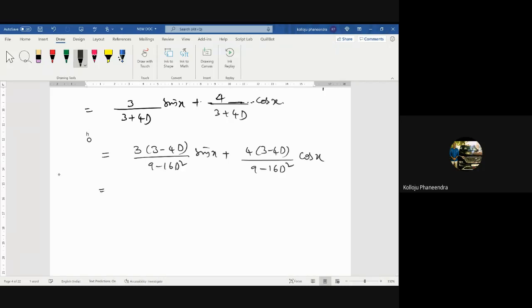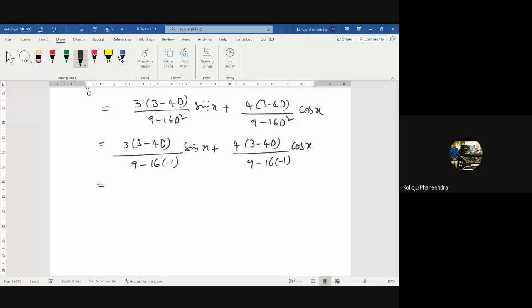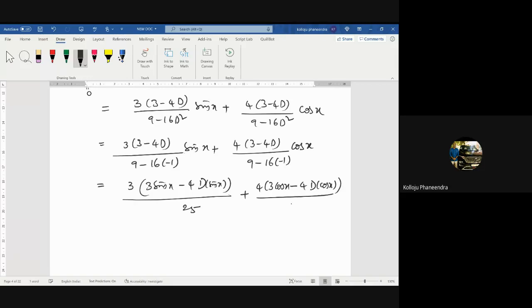Now let us operate 3 minus 4d by 9 minus 16 d square, replacing d square by -1, on sin x. And 4 into 3 minus 4d by 9 minus 16 into replace d square by -1, minus m square value, is that. So that is equal to 3 into, okay, now take the sin x inside: 3 sin x minus 4 derivative of sin x by 25 plus 4 into 3 cosine x minus 4 into derivative of cosine x whole by 25.